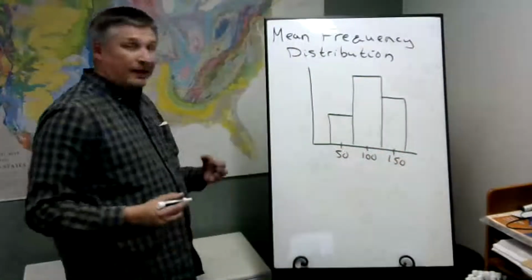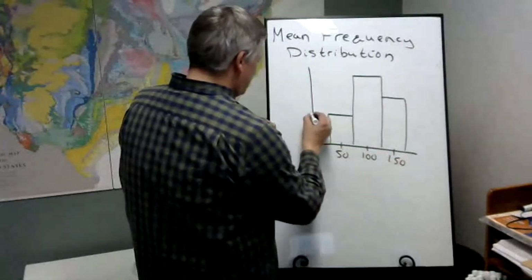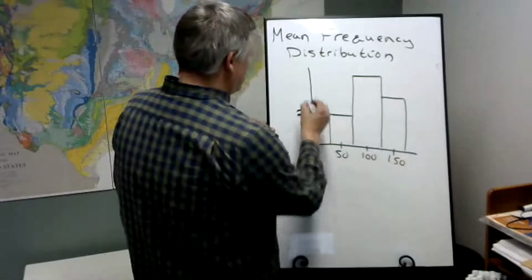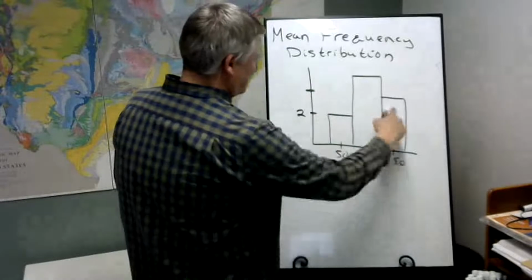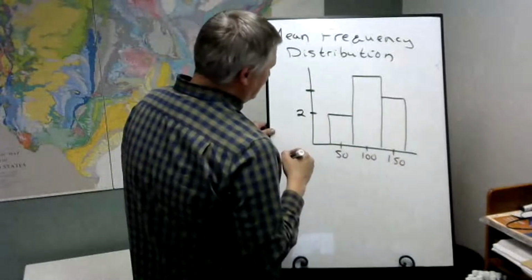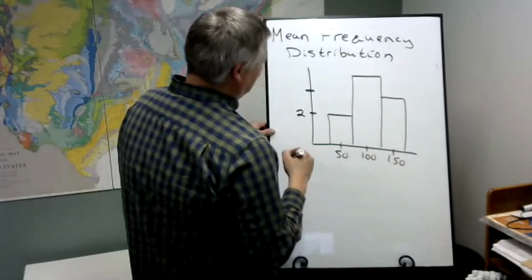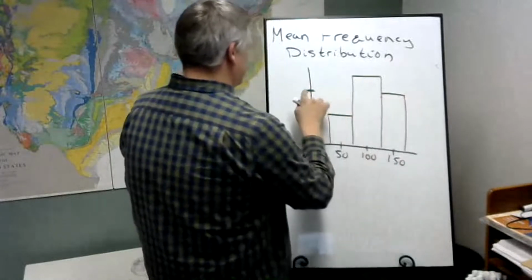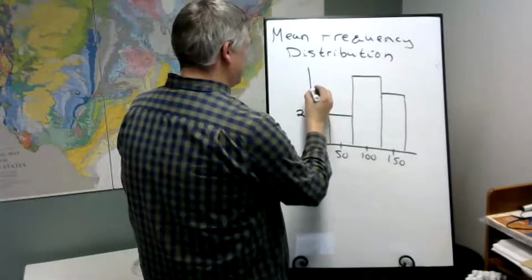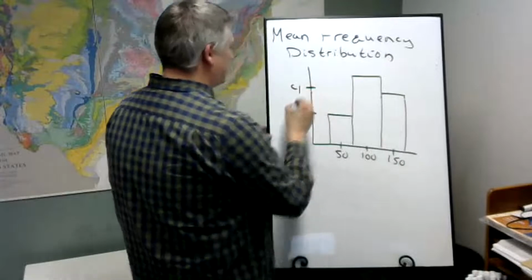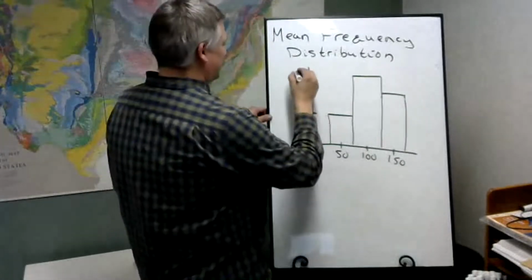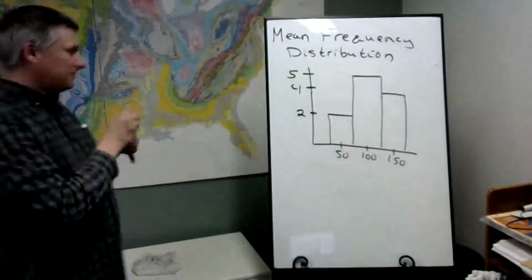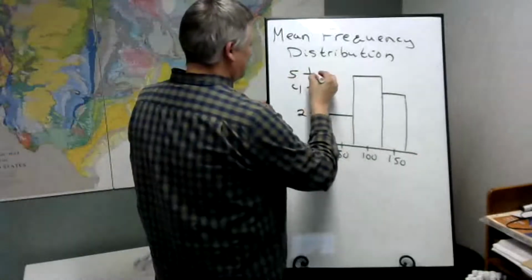So let's say those are our class centers. And let's say this frequency is 2. Let's say this frequency for this one, let's call that, I think, a little higher. We'll call that 4. And we'll call this one 5. So these are our frequencies.